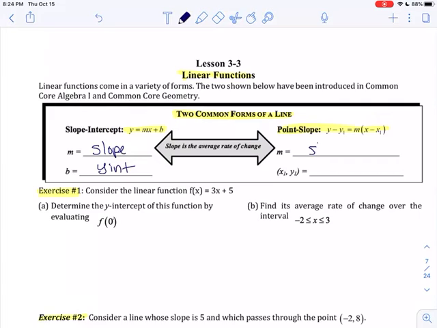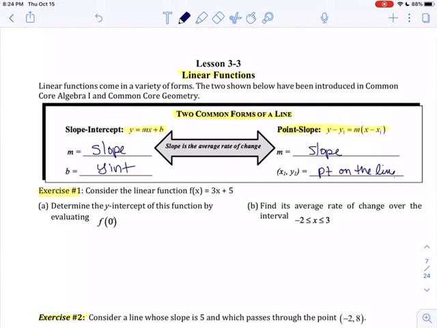And in geometry, we did the point-slope form. We did a little bit of y equals mx plus b, but mostly my point-slope form. And m is still my slope, okay? And I use a point. So x1, y1 is the point on the line.